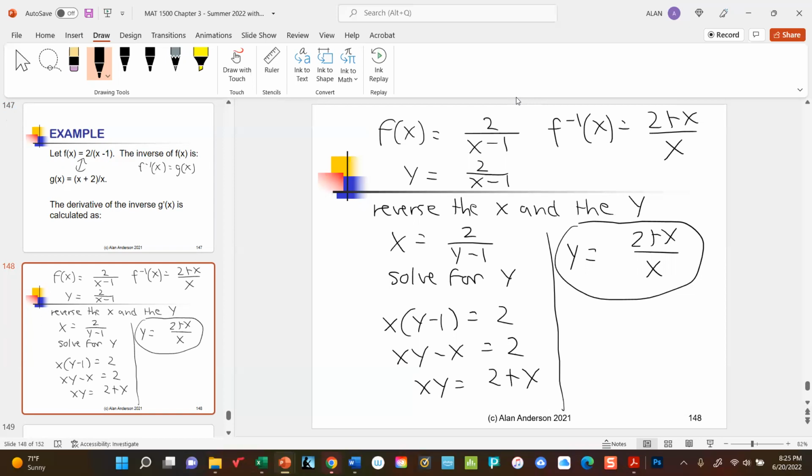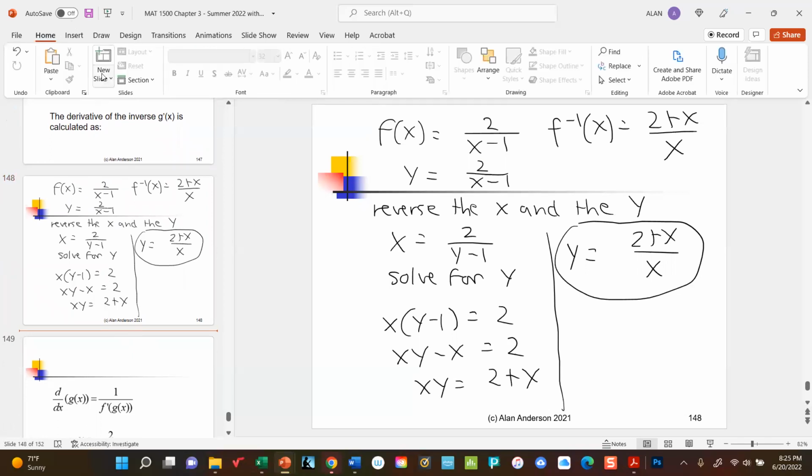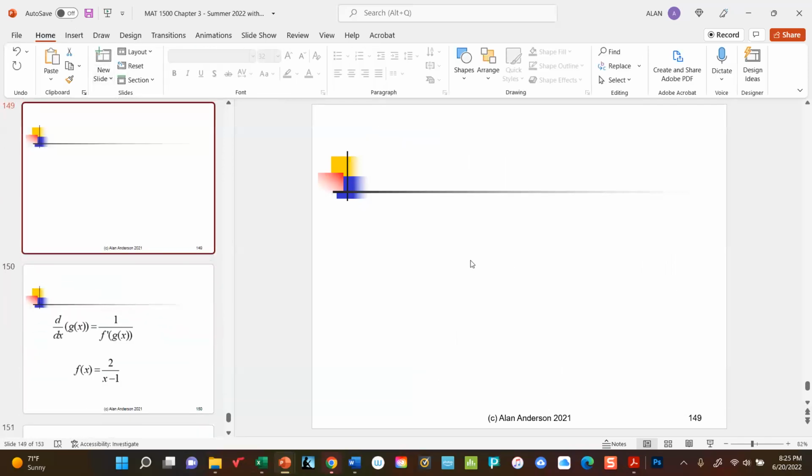And if you really feel like it, you can prove that you've done this correctly by doing the following. In other words, you could write it like this. If both of these conditions are true, that means that g and f are inverses.